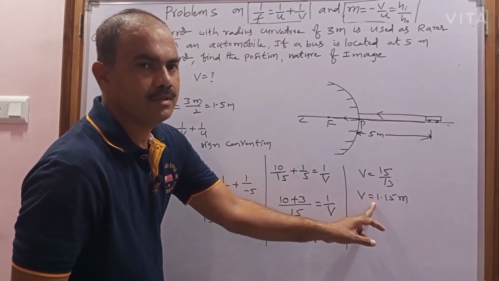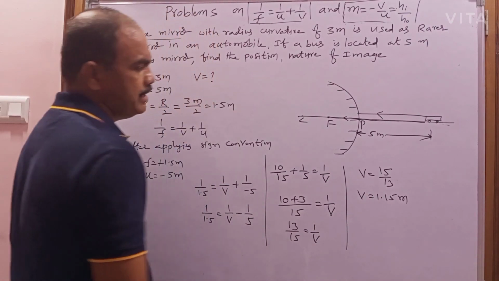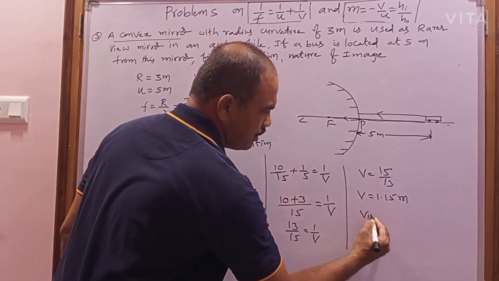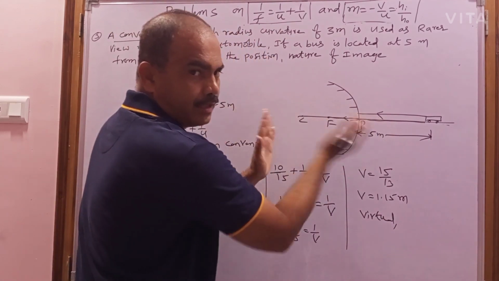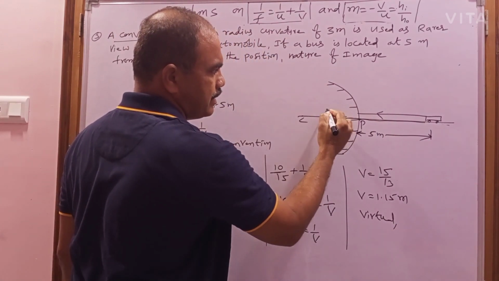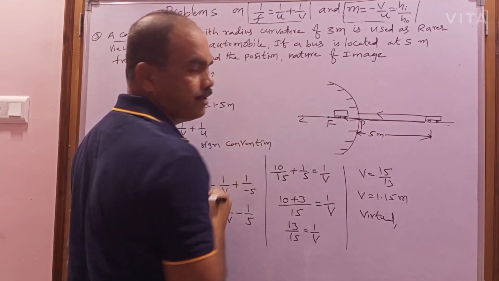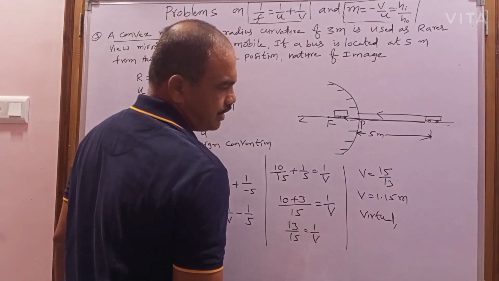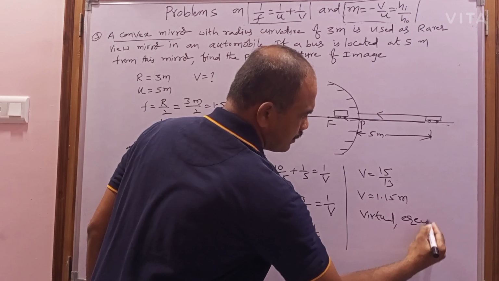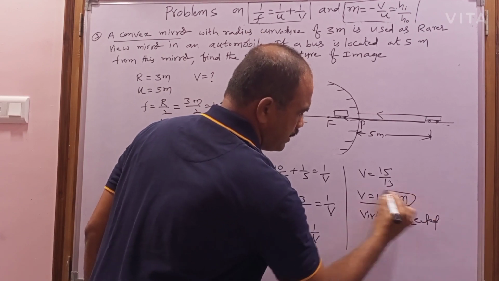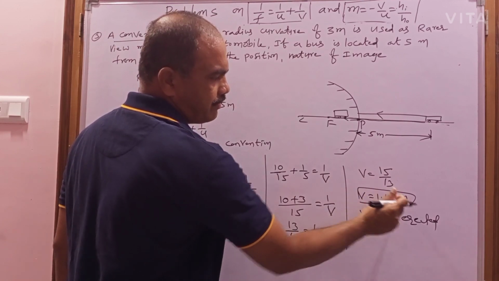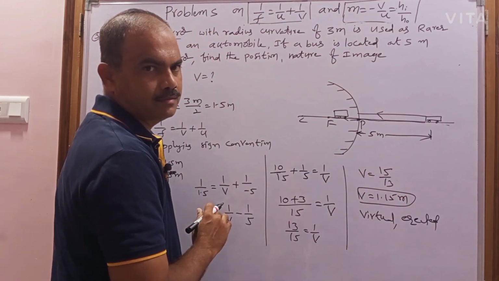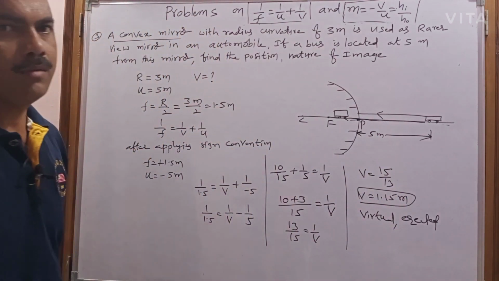Now is v plus or minus? What sign do you get? Plus. Plus means what type of image? It is virtual. Virtual means the image is formed behind the mirror, that is, inside the mirror. So the bus image will be formed virtual, and it is also erect. Now where is the image formed? Behind the mirror, at a distance of 1.15 meter from the pole. So this is about the third problem.